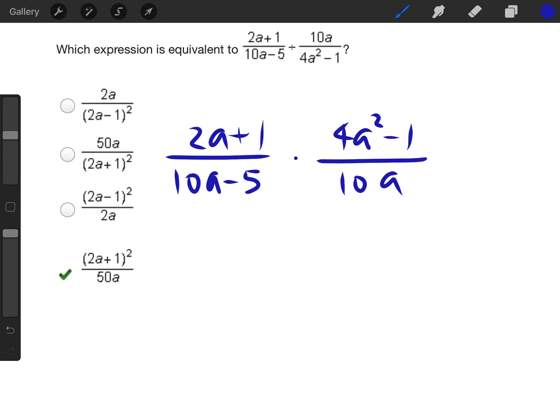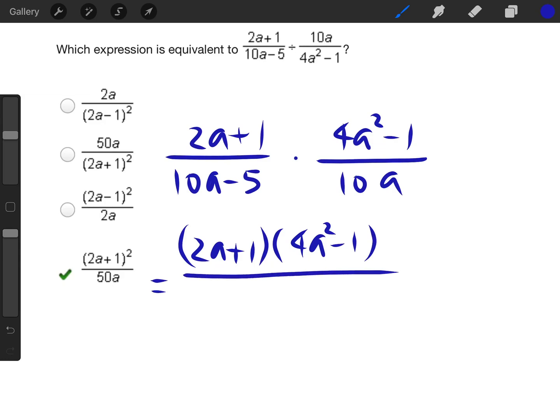Okay, you're obviously going to just multiply across. That will be the easiest decision. Or you can try to cancel out some stuff. Okay, so just multiply across. So you're going to get 2a plus 1 times 4a squared minus 1 over 10a minus 5, and then 10a.